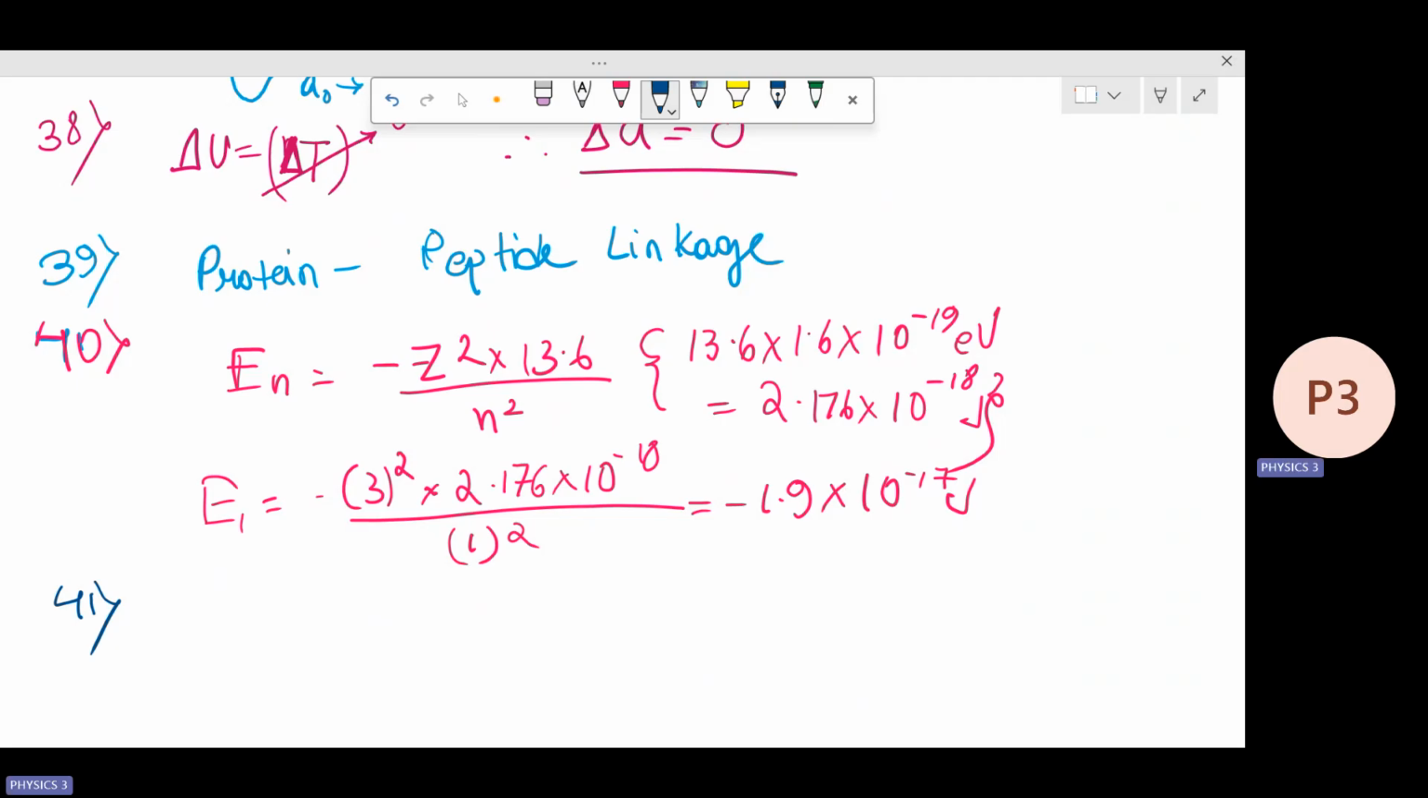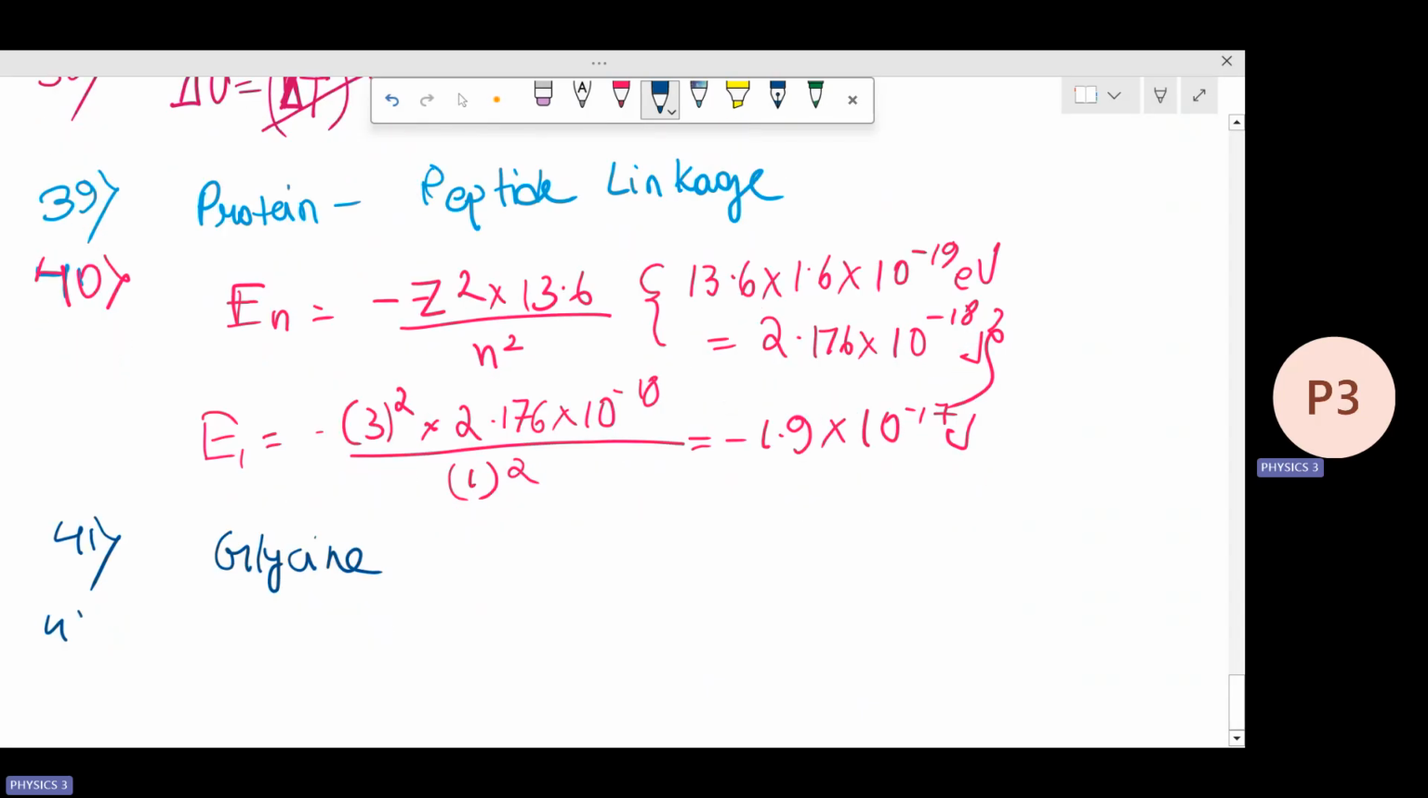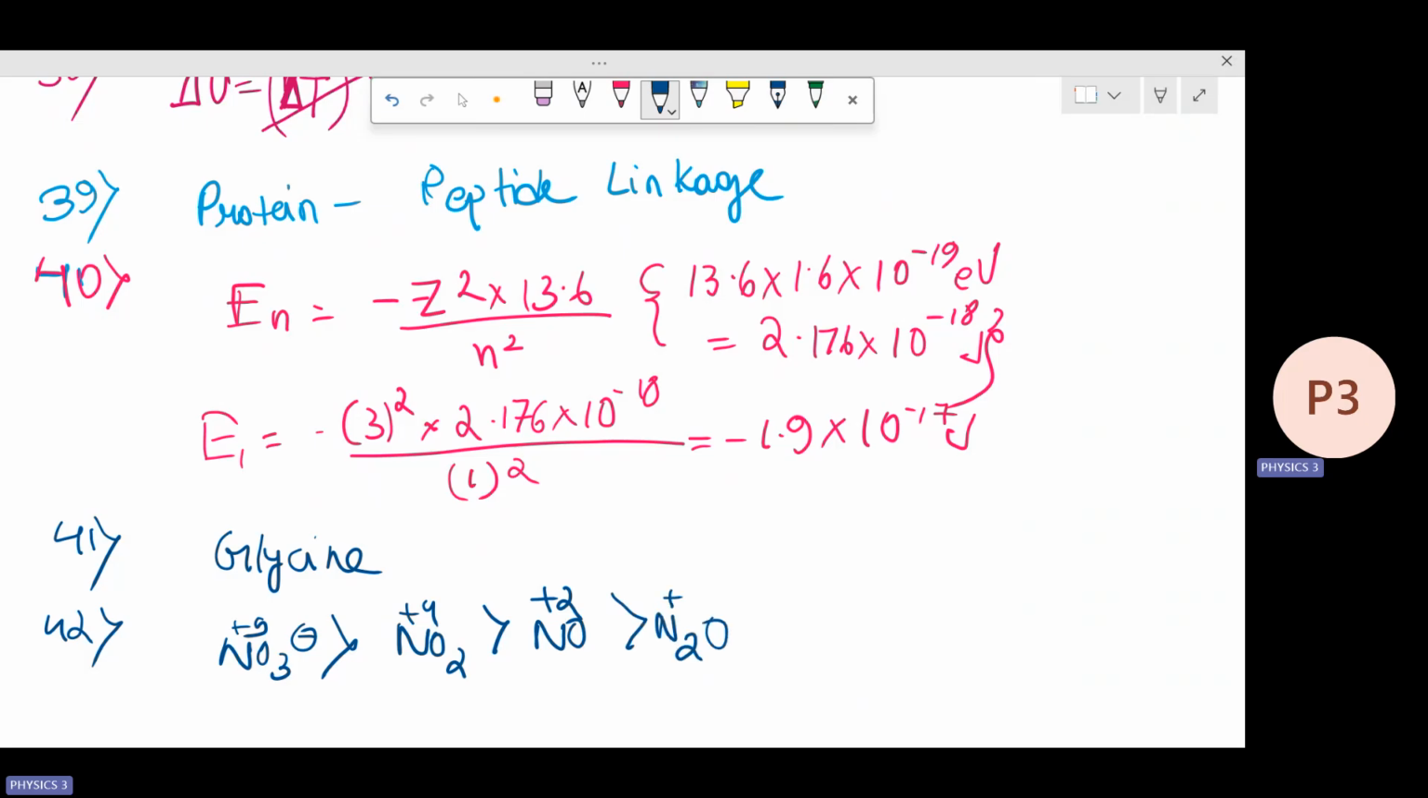Which of the following alpha amino acids is not optically active? Definitely glycine is not optically active. 42. Oxidation state of nitrogen in NO, NO2, NO3 minus, and N2O. Okay, so first one will be NO3 minus, because it has +5 oxidation state. It is greater than NO2, which has +4 oxidation state. It is greater than NO, which has +2 oxidation state. It is greater than N2O, which has +1 oxidation state.